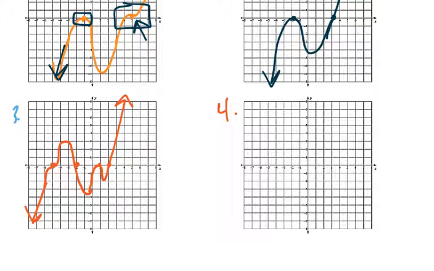Yours may not look exactly the same, but the parts that should: you should be going to the right, up, to the left, down. You should have those zeros, and then this should bounce, go through, go through, go through. How high this goes could change, how low this goes could change. Alright, now number 4.